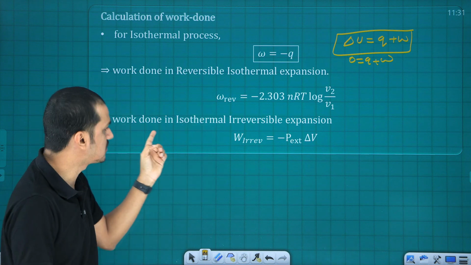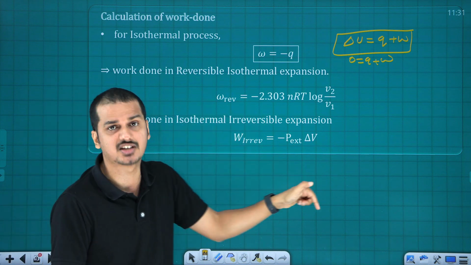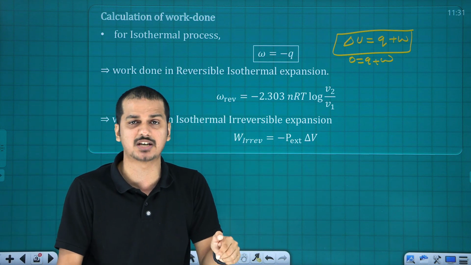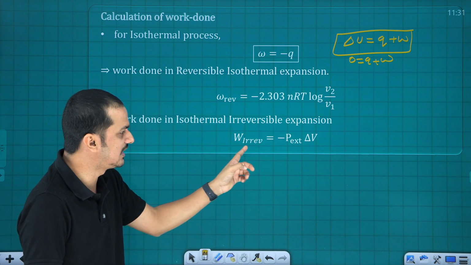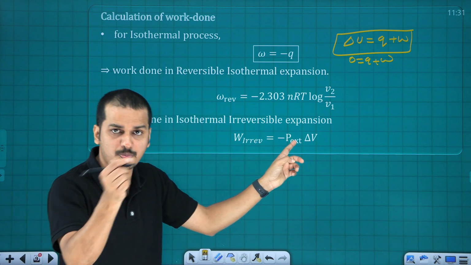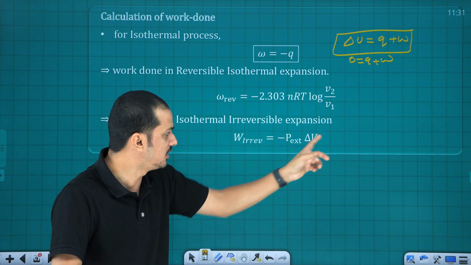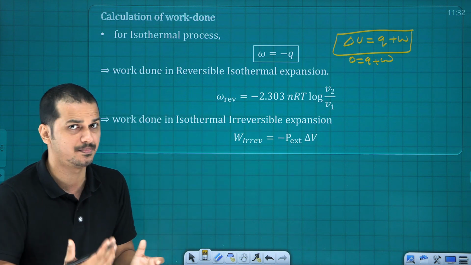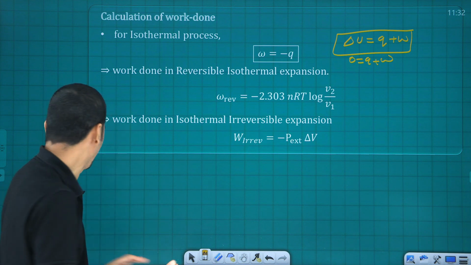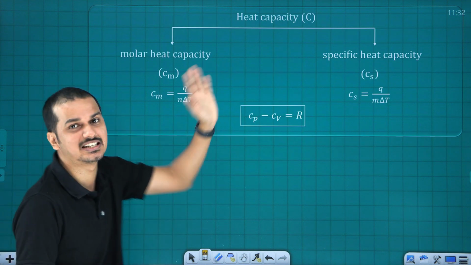Okay? Yeah. Or else work done in an isothermal irreversible expansion. If it is irreversible expansion, it means a constant pressure is continuously applied. That time work irreversible is equal to what's the formula? Minus P external into change in volume. That formula you have to keep it in mind. That related question may come. Clear, dears? Next, we can look at heat capacity.